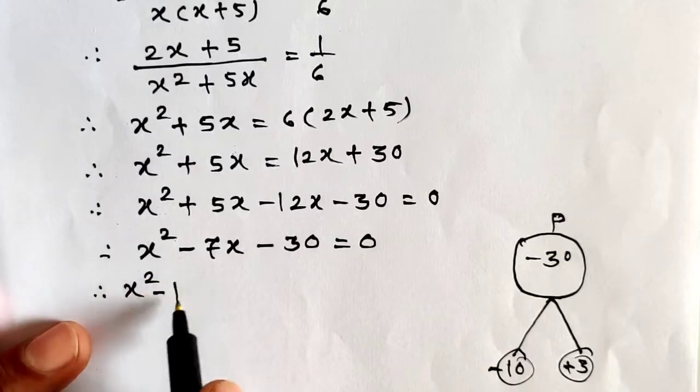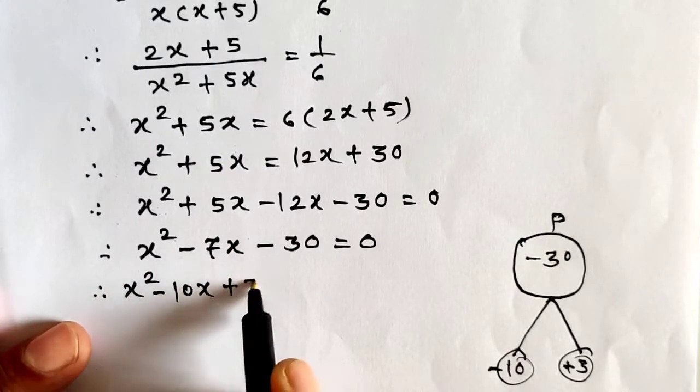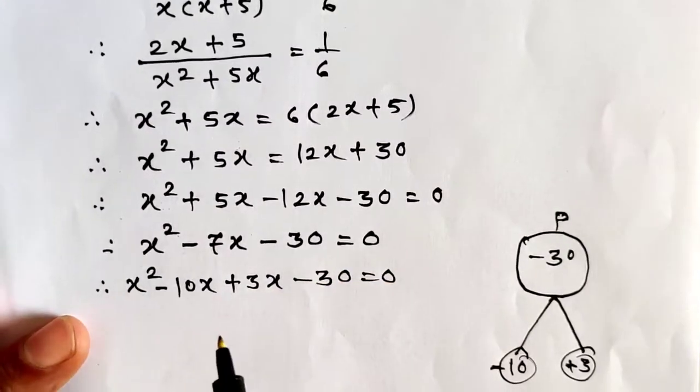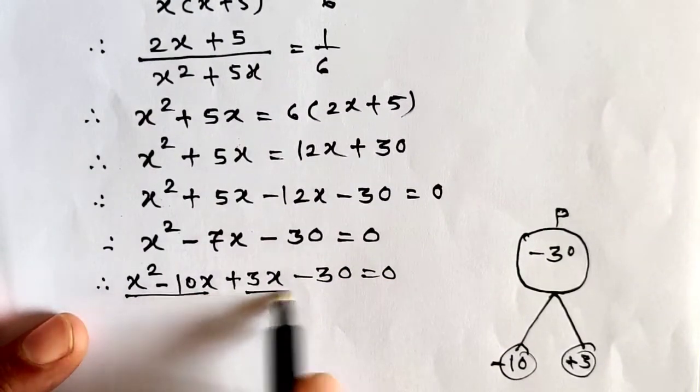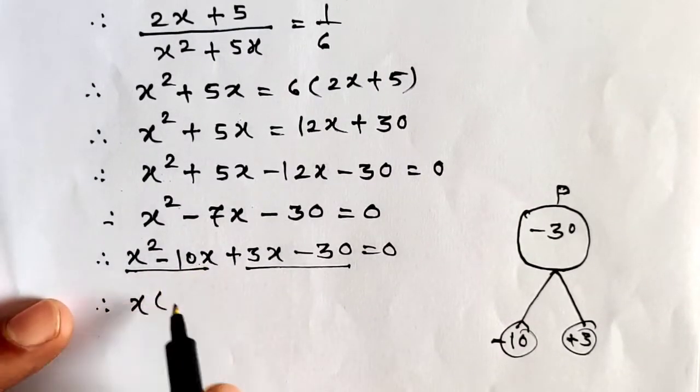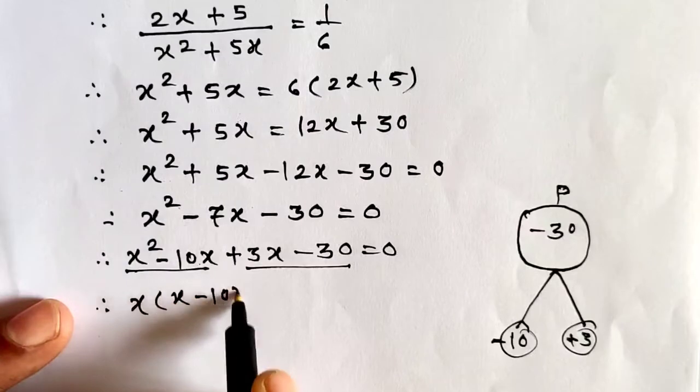This minus 7x can be split up as minus 10x plus 3x, and minus 30 is equal to 0. Make the pairs of first, second term, third, fourth term. Find the common factor. X is the common, into bracket. X minus 10 is there.